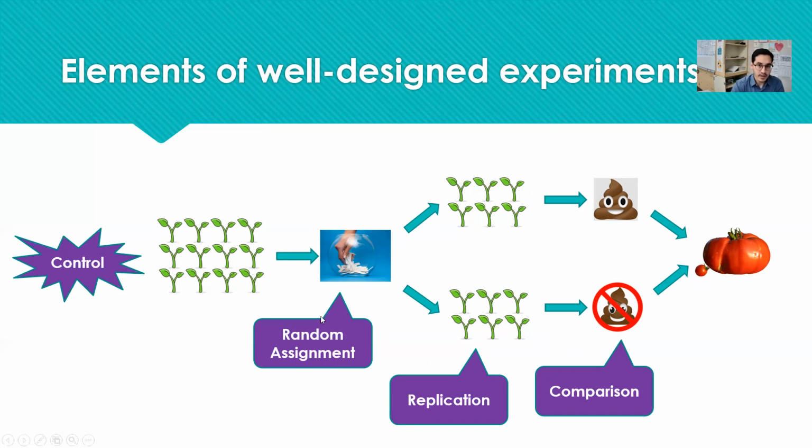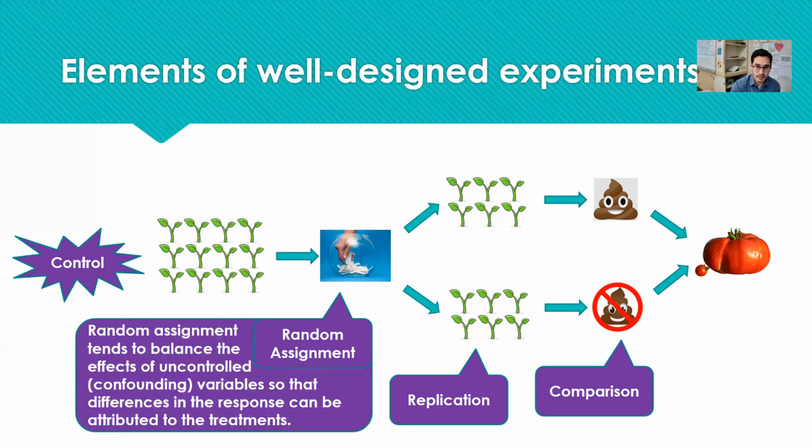Now, there are some things we can control and other things we can't control, right? Like the 12 original plants, right? They're not all going to be the exact same height and weight to begin with. There's going to be minute differences between them, and we can't control for that. So to help with the uncontrollable factors, we're going to let random assignment take care of that.